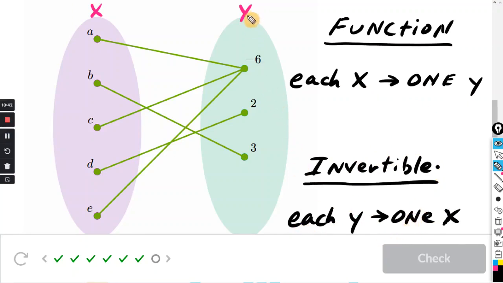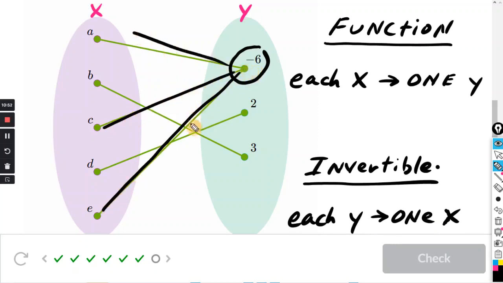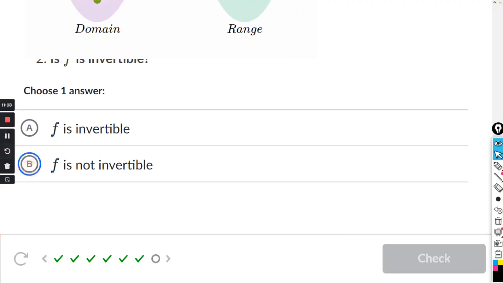Okay, we can see the y's right here. If you look at this y equals -6, it might be E, it might be C, it might be A. Okay, that's no good. So does each y have one x? No. So in this case, it is not invertible. The one we did before was okay. This one is not invertible. Answer B.